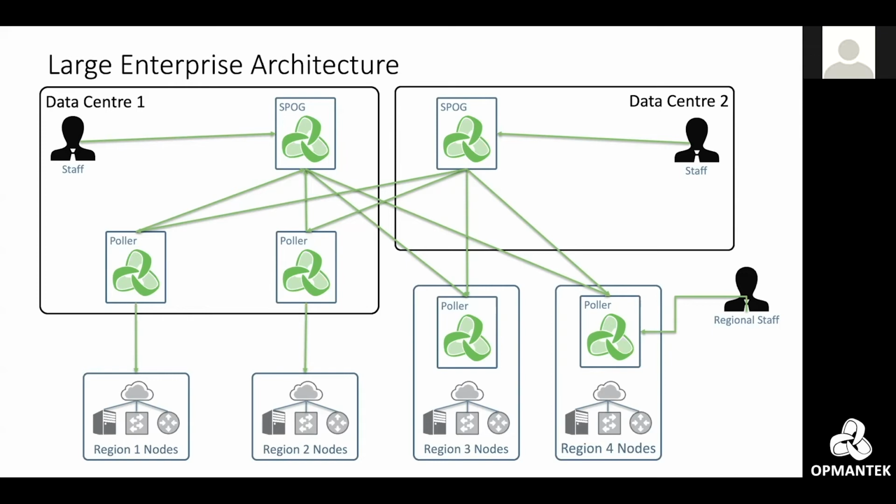And the staff just log into their local single pane of glass. Regional staff can then also just access that local poller if they need to. They're not interested in the rest of the world. They're interested in Western Australia. Beautiful place to be. Why would you want to look at anything else? So they just go to that local poller. So again, we've got those flexible architectures to scale to what you need.